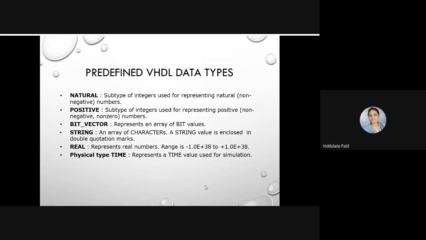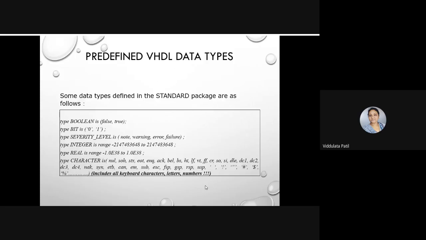Another type is natural. It represents natural numbers, then positive represents positive numbers, then bit vector represents an array of bit values, then string is the array of characters, then real represents real numbers, and the physical type time represents a time value used for the simulation. So these are the predefined VHDL data types.